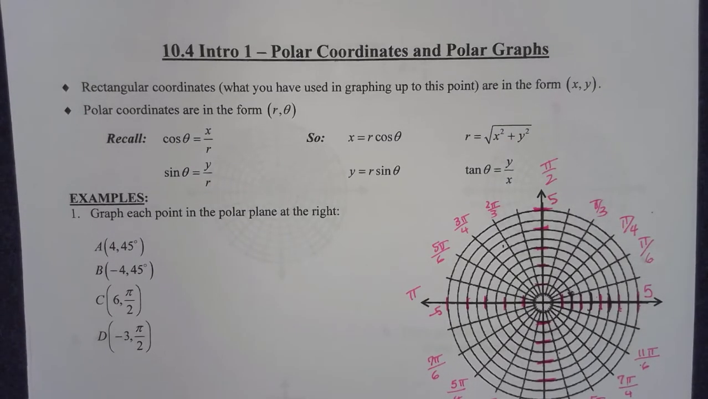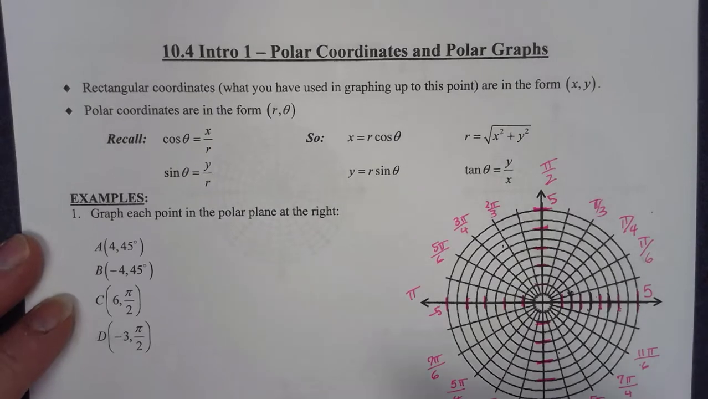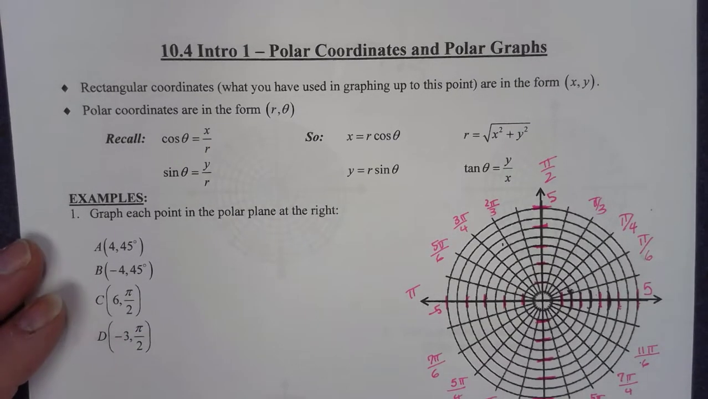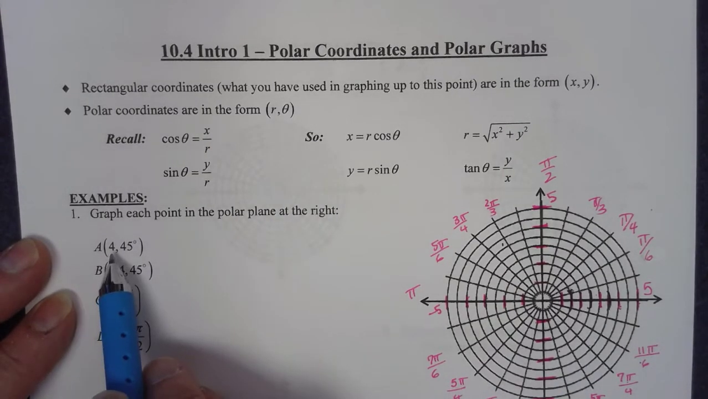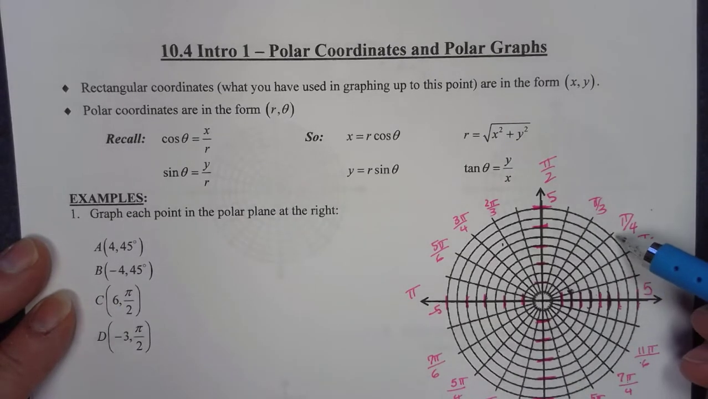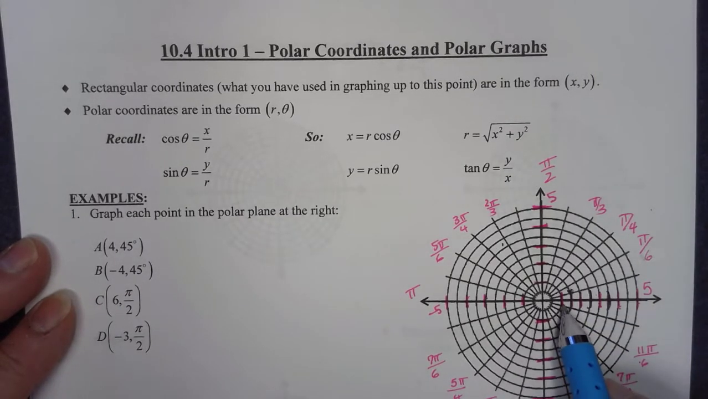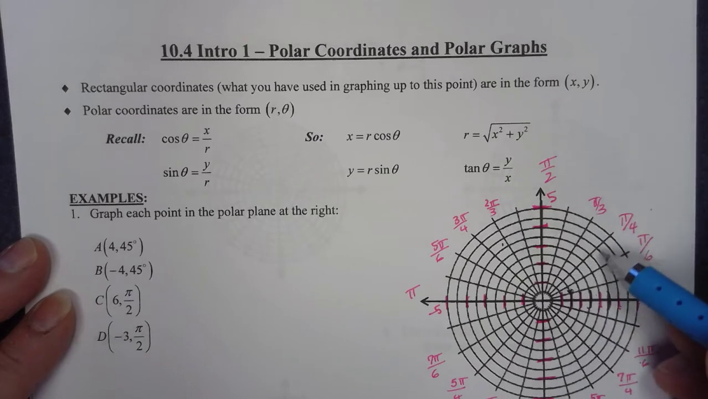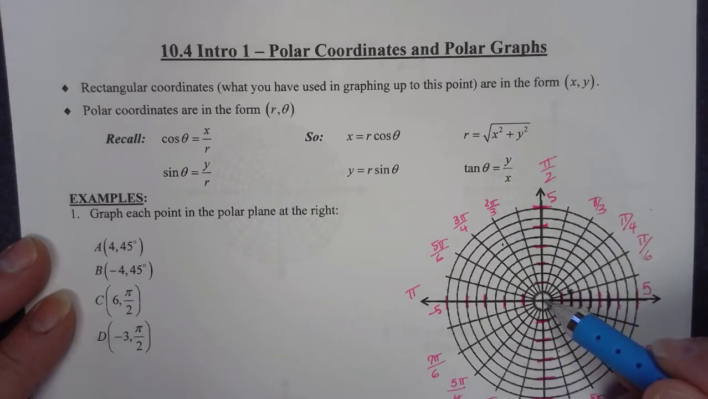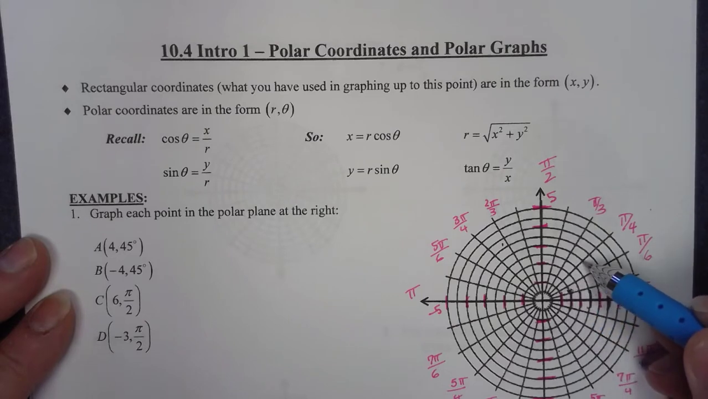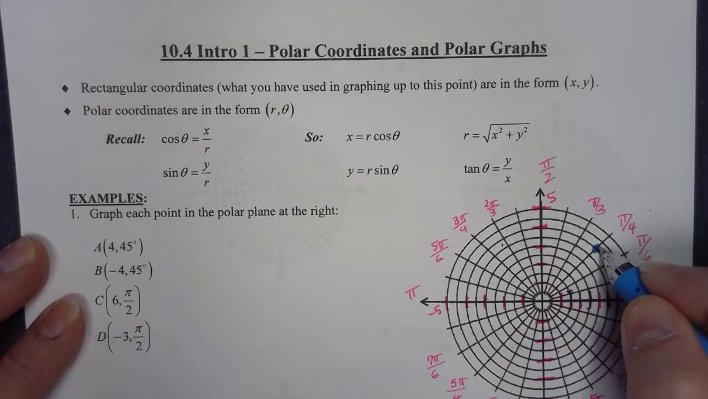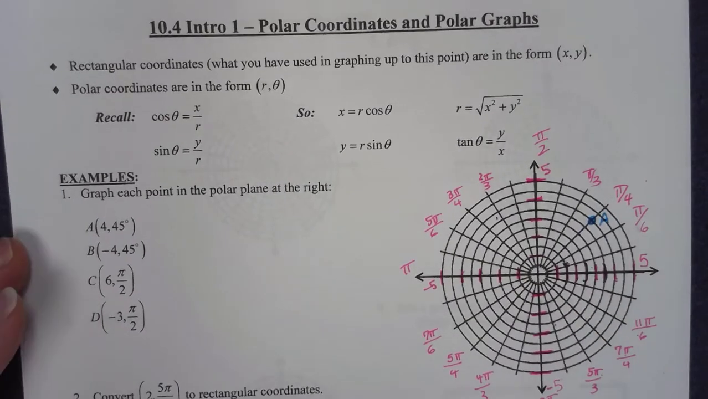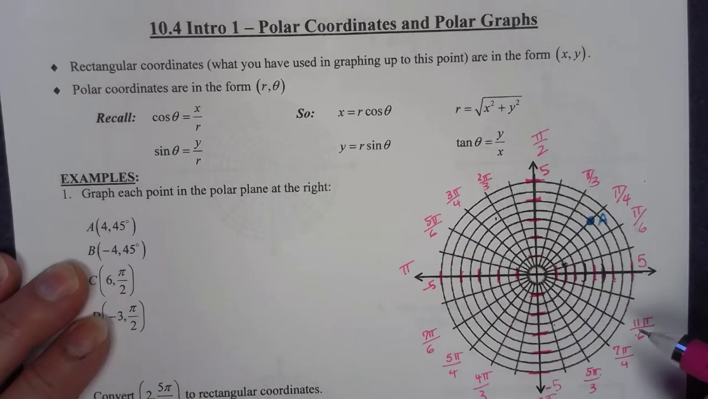So we are going to graph each of these coordinates in the polar plane, starting with A: 4 and 45. First of all, my radius is 4, my angle is 45 degrees. Here is 45, or pi over 4. I am going to let every two of these represent 1 unit. So 4 along the 45 degree radial direction. So there's 1, 2, 3, 4. Here is point A.